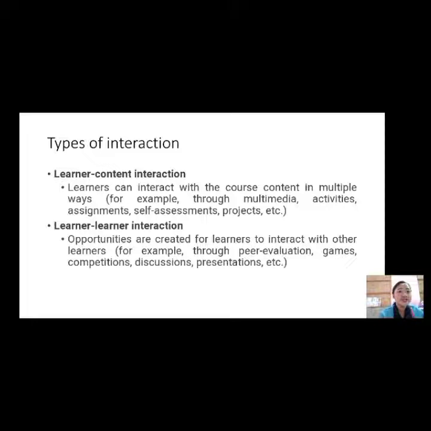First, we have learner-content interaction. Learners can interact with the course content in multiple ways, such as through multimedia, activities, assignments, self-assessments, projects, and among others. Second, we have learner-learner interaction or student-student interaction. Opportunities are created for learners to interact with other learners. For example, through peer evaluation, peer tutoring, games, competitions, discussions, presentations, etc.